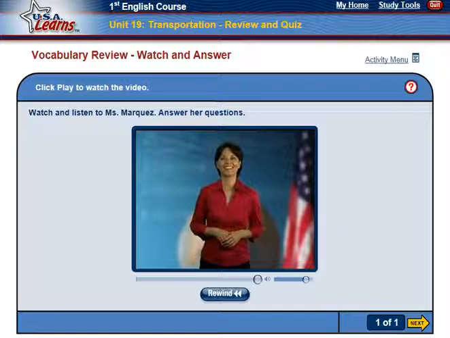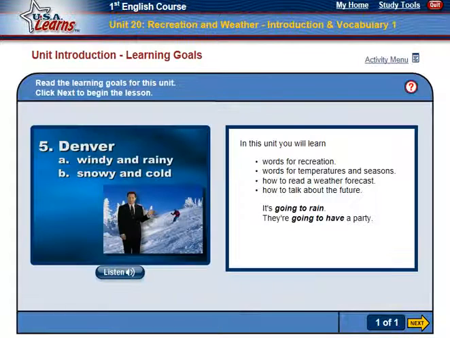In this unit, you will learn words for recreation. You will learn words for temperatures and seasons. You will learn how to read a weather forecast. You will learn how to talk about the future. For example, it's going to rain. They're going to have a party.